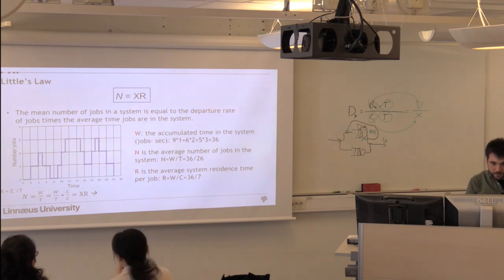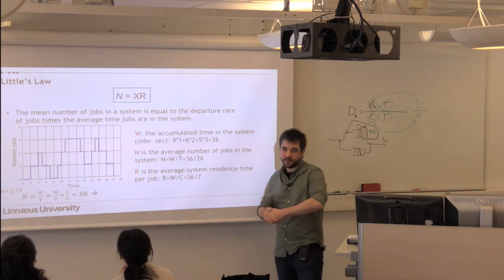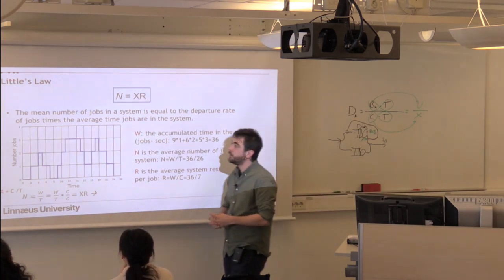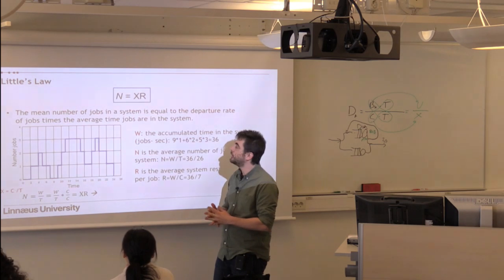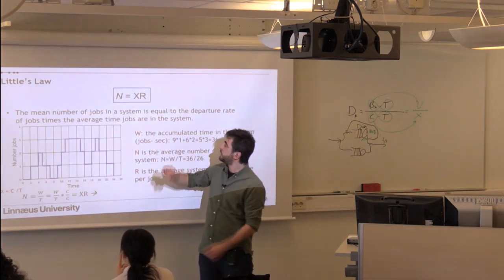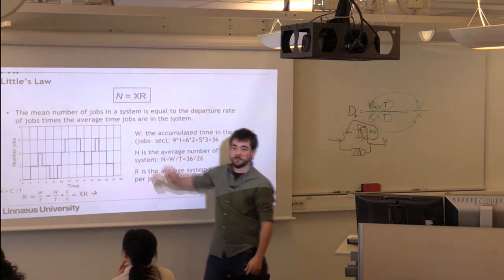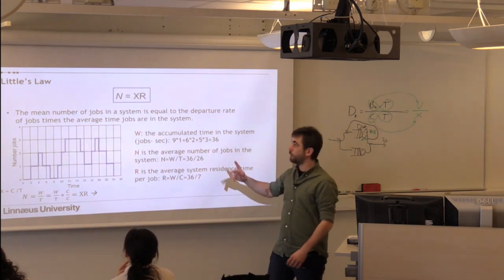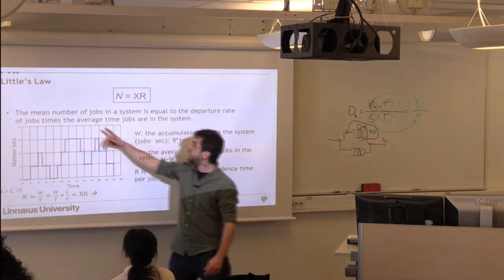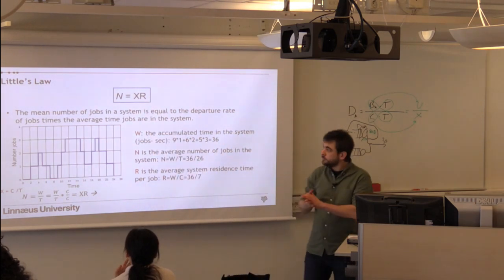Next law. We showed this also on Wednesday as an example. Now we are going to prove that this is true. Little's law, from John Little: the average number of jobs in a system is equal to the departure rate, completion rate, throughput, multiplied by the average time jobs are in the system, the residence time.